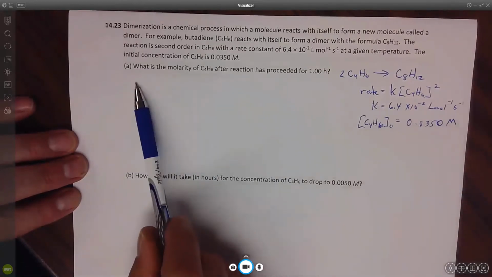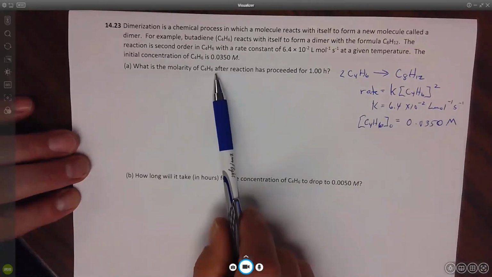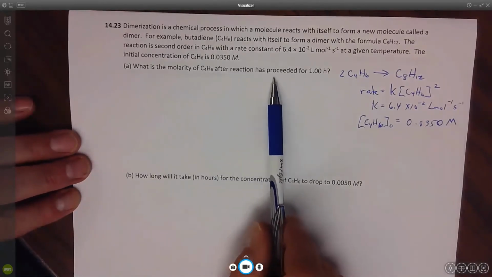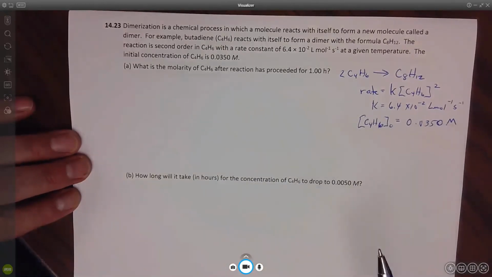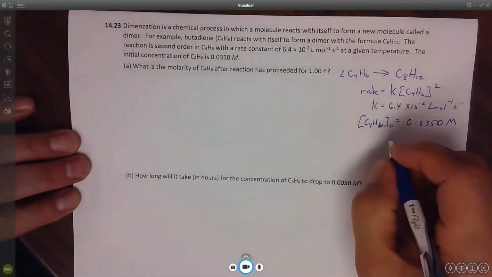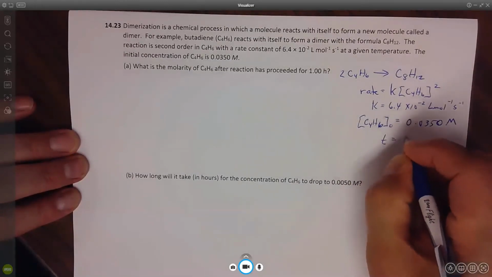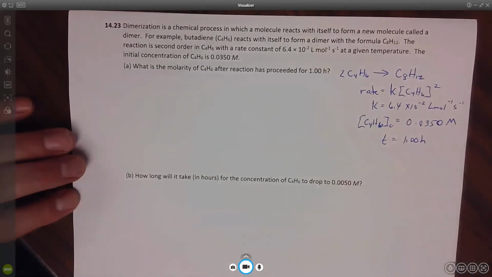So it says, what is the molarity of C4H6 after the reaction proceeded for 1 hour, right? So we have a time of 1 hour. And so basically, what equation are we going to have to use here? What equation am I going to need to use?